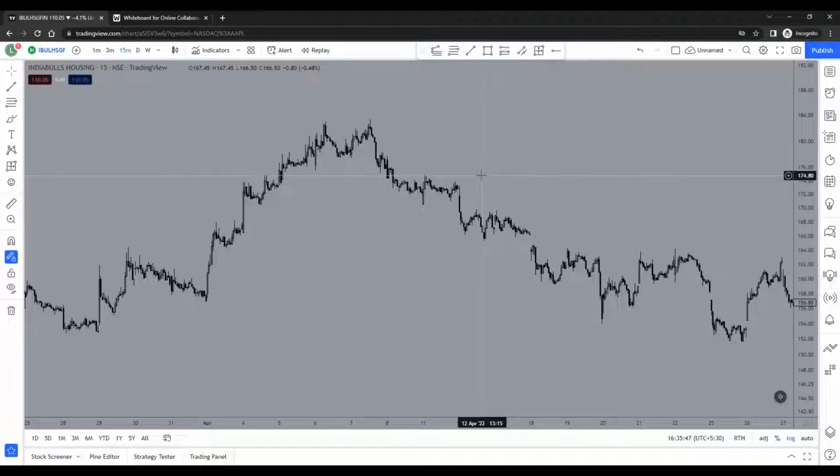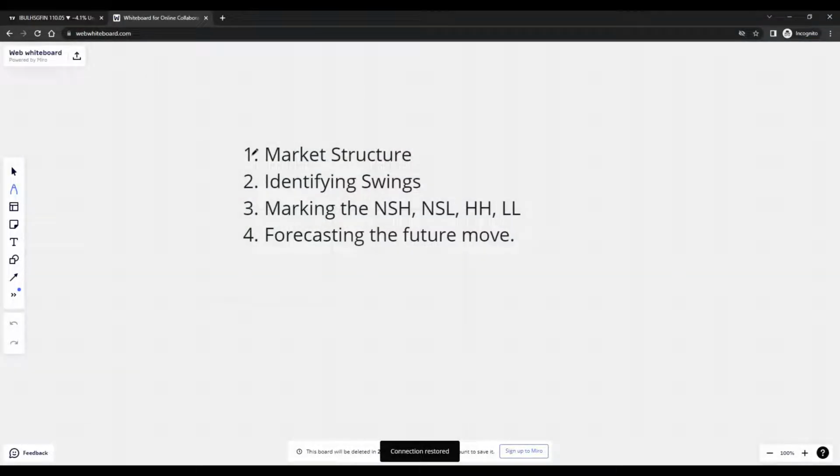Just to show the agenda for today's video, this is the first video of the series which I will be creating for market structure. We'll move ahead to understand what the market structure is, and on the charts we'll try to identify the swings. We'll learn how effectively we can identify the swings. These are terms like NSH, NSL, R high, R low, which we'll be understanding on the chart itself.